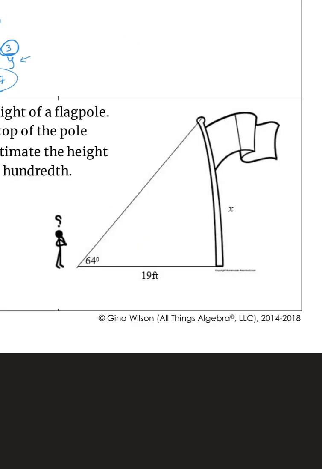All right, that brings us to our last problem. So it says you are measuring the height of a flagpole. The angle formed by the top of the pole and the ground is 64 degrees. Estimate the height of the pole to the nearest hundredth.